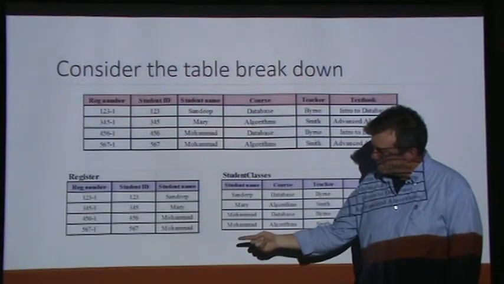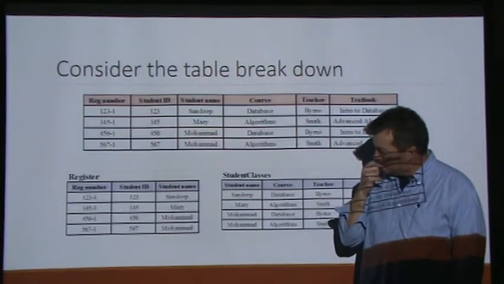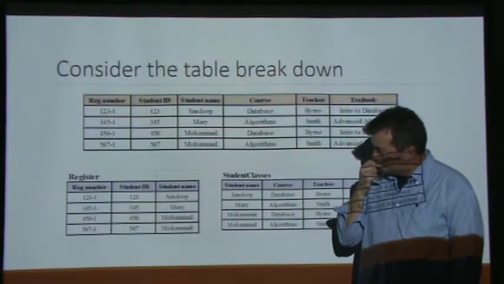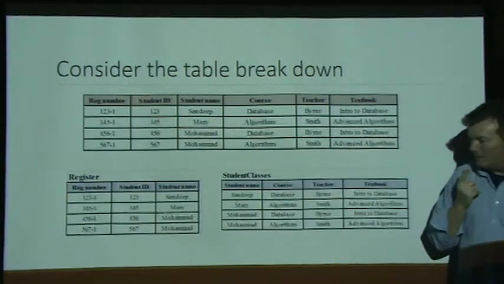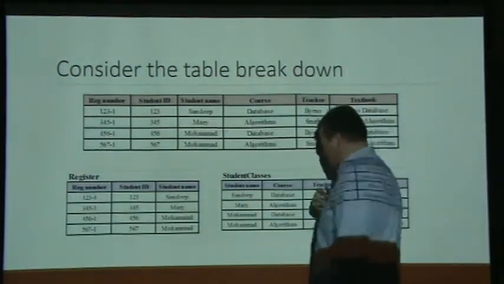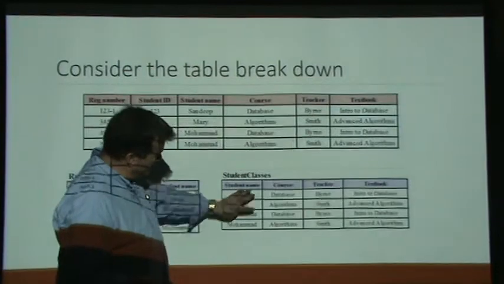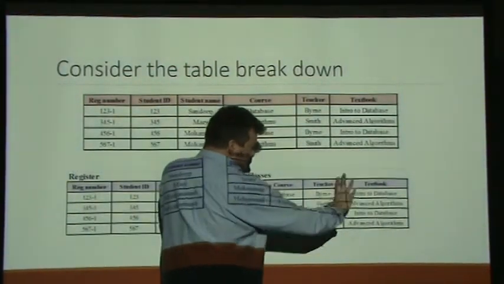Student ID. A student may have more than one class. You could just put the course name in the register columns, let's put database and algorithms, so leave off the teacher and textbook. And the student classes have the database, teacher, and textbook. Well, it might have been good to just have these two, right? The course, teacher, and textbook in a table.